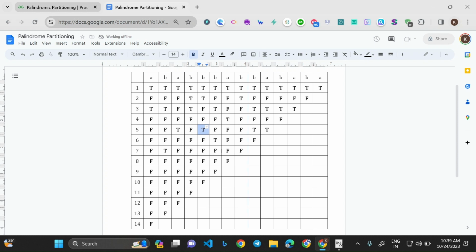And coming to this particular position, B, B, A, B, A, B. So 5 length and it's a palindrome. That's the reason we have stored true here. And coming to this last one, A, B, A, B, A. Yes, it's a palindrome. That's the reason we have stored true here. So you can just go on writing this for each and every length possible.